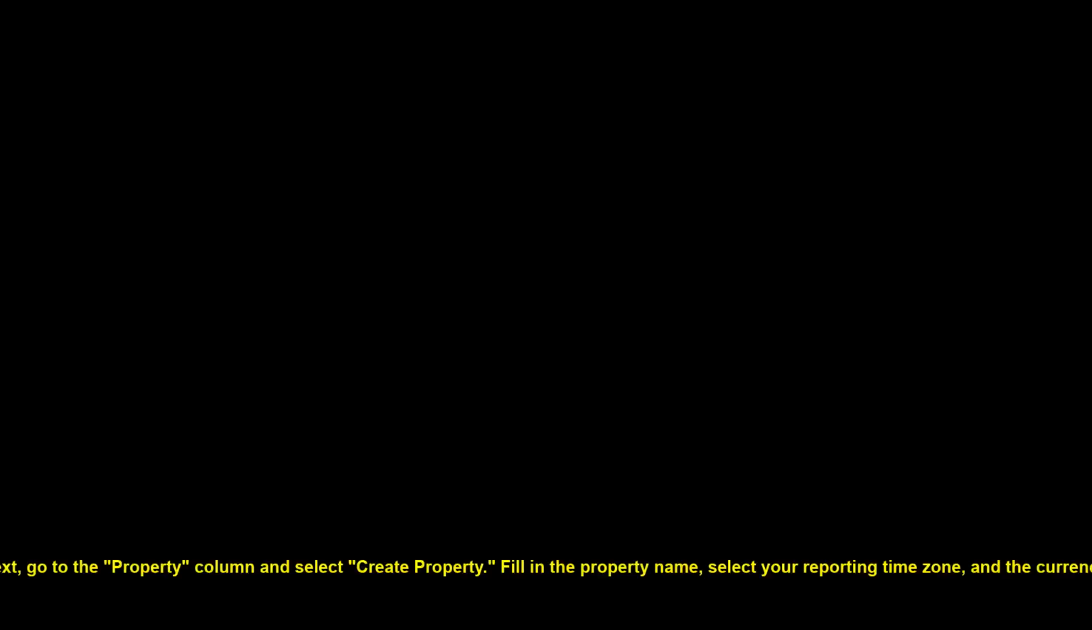Next, go to the property column and select Create Property. Fill in the property name, select your reporting time zone, and the currency. Click on Next to continue setting up your property. Provide information about your business and click Create. Review and accept the terms of service to proceed.